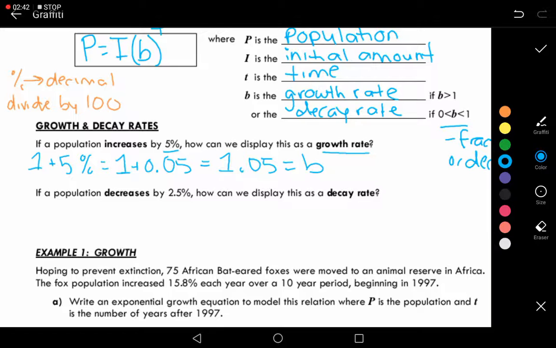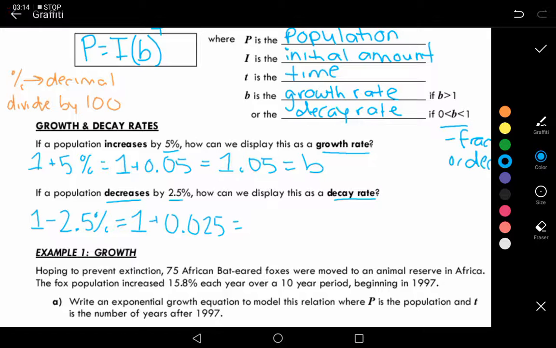If we are decreasing, on the other hand, which means we have a decay rate, that means we need to subtract. So again, we're starting with 1, and we're subtracting the percentage it gives us. So that percentage is 2.5. But again, we can't actually subtract the percent. What we have to do first is turn it into a decimal by dividing by 100. We would get 0.025.